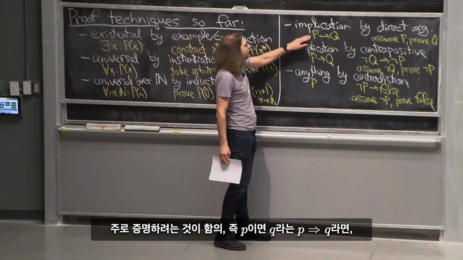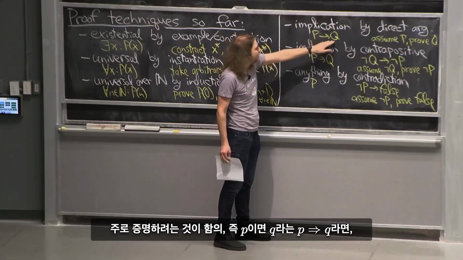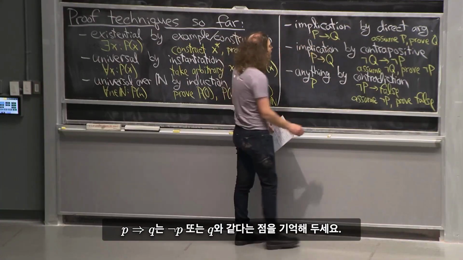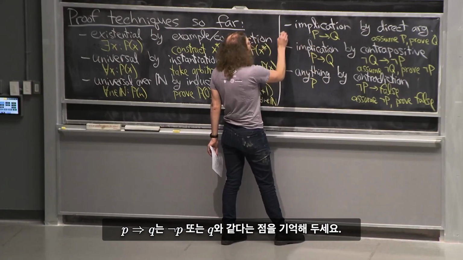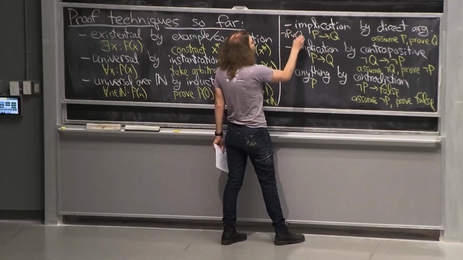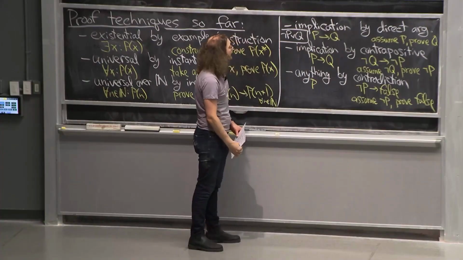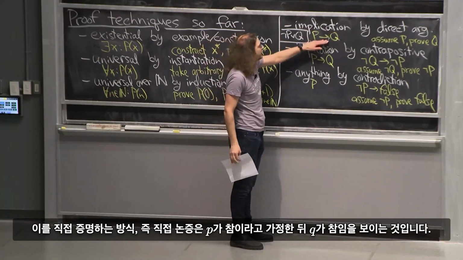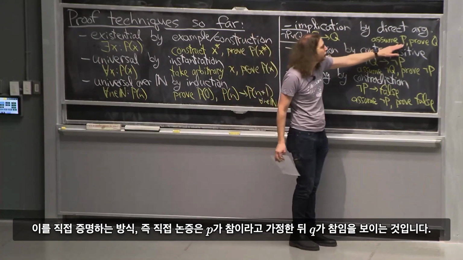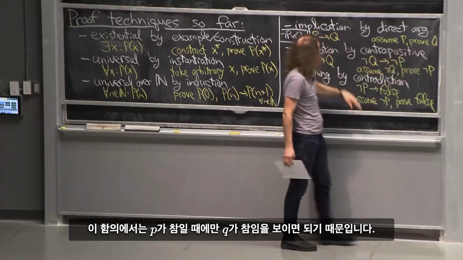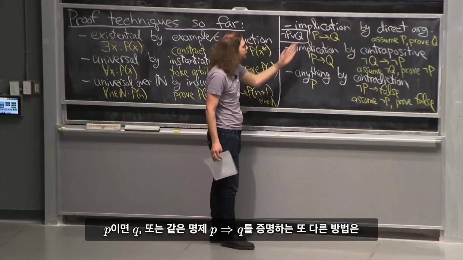If the main thing you want to prove is an implication, p implies q, this is if p, then q. And I want to remind you that p implies q is the same thing as not p or q. We'll use this a bunch today. Then the direct way to prove this, what we call a direct argument, is assume p is true and then prove q is true. Because for this implication, we only need to prove that q is true when p is true. If p, then q.